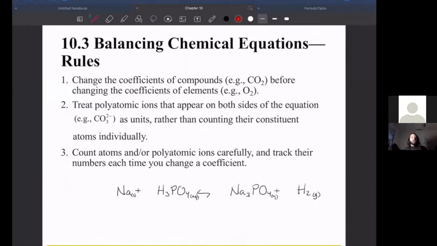Like I'd said before, treat polyatomic ions that appear on both sides of the equation as one unit rather than breaking them up into their individual atoms. And then always count carefully. This is an easy thing to kind of mess up.